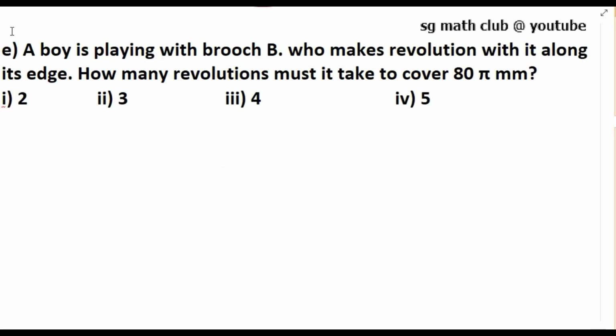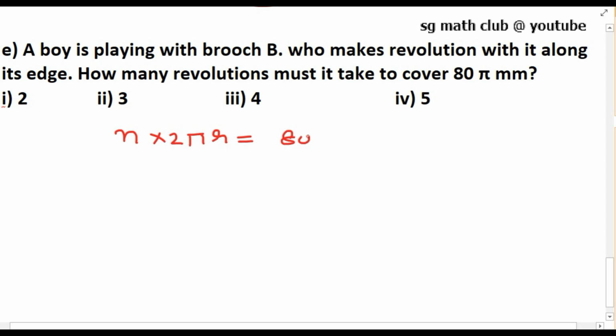Next one, a boy is playing with brush B who makes revolution with it along its edge. How many revolutions must it take to cover 80 pi millimeter? So we know one revolution means 2 pi r, the circumference. I don't know how many revolutions, so let the revolution be n. N into 2 pi r is equal to 80 pi. Pi and pi cancel. We need to find the value of n.